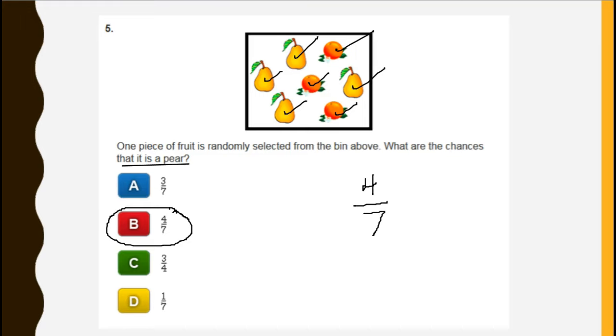Now notice how I drew on the fruit as I was counting. Could you do that without drawing? Possibly. Is it possible to make a mistake if you don't? Yeah. So I would recommend marking it as you count, especially if they give you a lot to count. Okay?